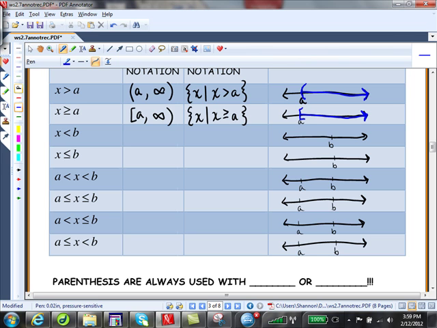For x less than b, do you see, if we did the graph first, we'd be moving to the left of b, wouldn't we? And it's not including b because there's no or equal to, so we'd have a parenthesis. So let's go and make our interval here. Minus infinity to b, neither included, and this would be x such that x is less than b.